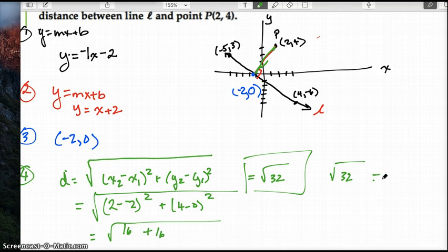So I can look at this and say this is really 16 times 2, and I'm taking the square root of it. Remember, I can take the square root over multiplication, but not over addition and subtraction. When I take the square root of 16, I get 4. So my answer is 4 root 2. The distance between these 2 points would be 4 root 2.